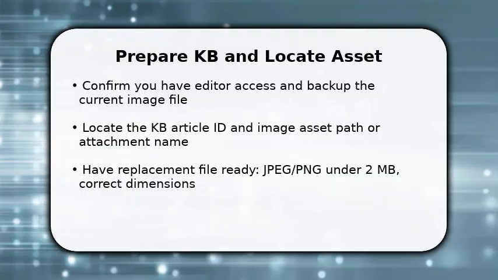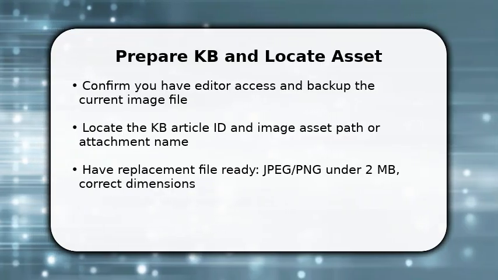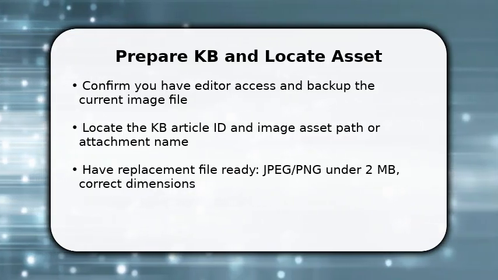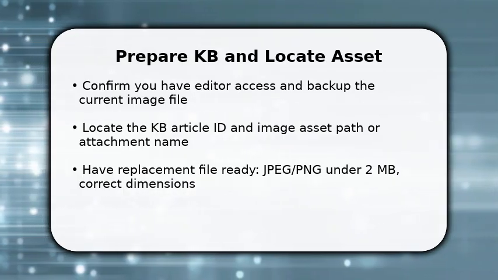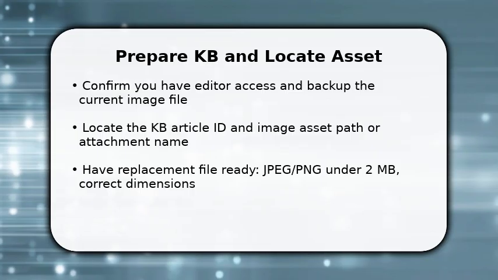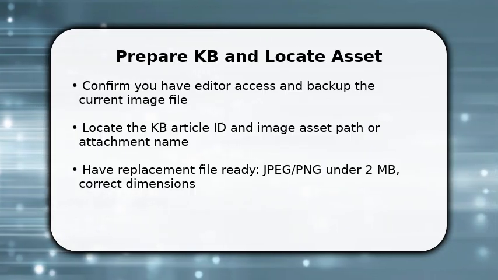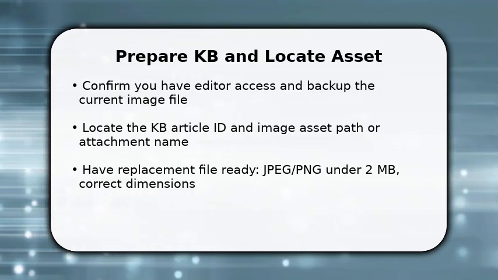You start by confirming permissions and securing a quick backup of the existing image so you can revert if needed. Next, open the KB editor and find the exact article ID or entry where the image is stored. Note the image file name or attachment path.